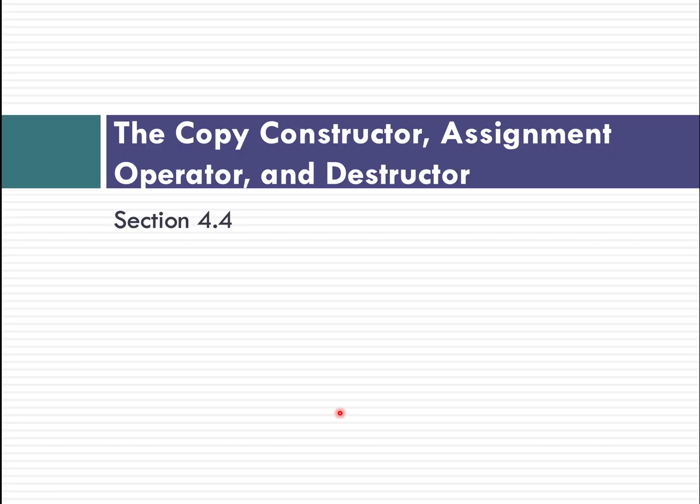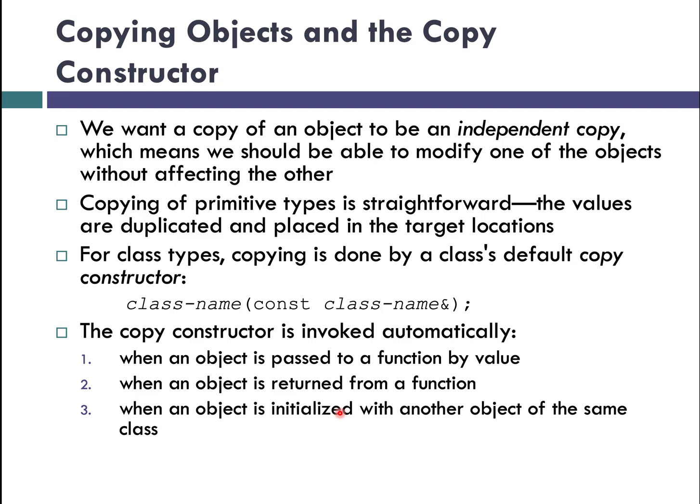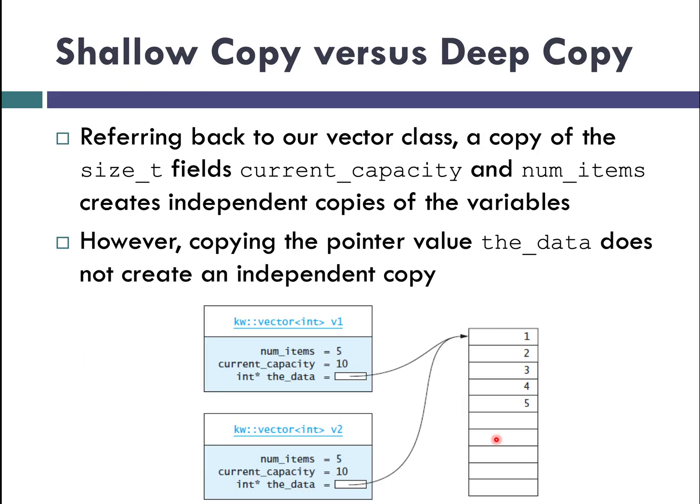There's also a copy constructor, an assignment operator, and a destructor that are associated with a vector. Again, the copy constructor is invoked when you pass an object to a function, when it's returned from a function, or when you set one object equal to another object of the same class. So you can imagine saying vector 1 is equal to vector 2, and it's going to want to copy everything in the vector, not just change one particular value.